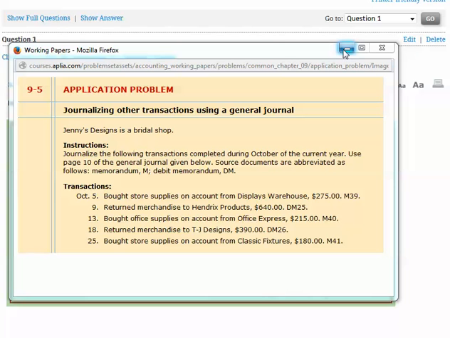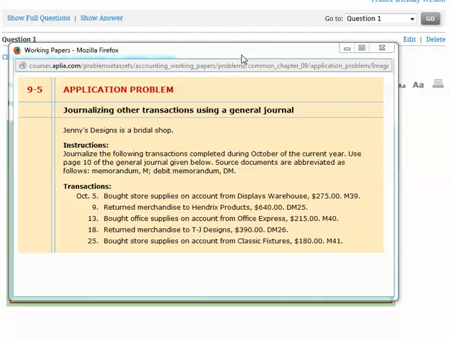Previously we've worked on the purchases journal and the cash payments journal. What 9.5 talks about is how you journalize other transactions using a general journal. We're going to be using transactions that don't fit into the purchases journal or any other journal, so they go into a general journal.